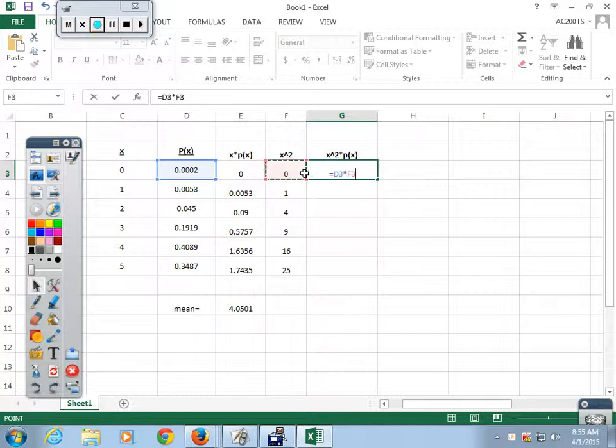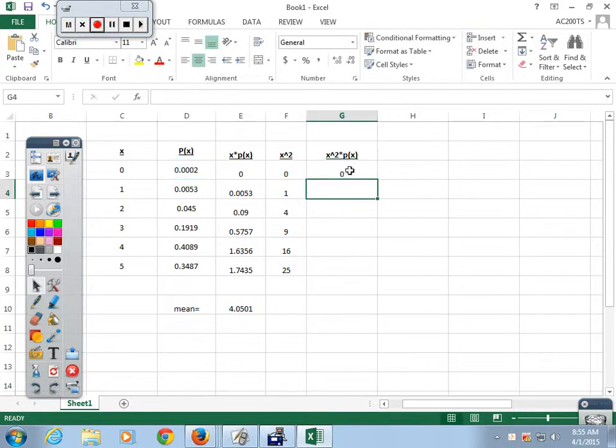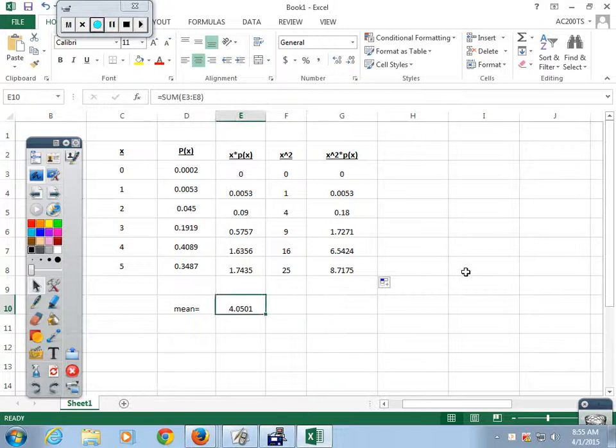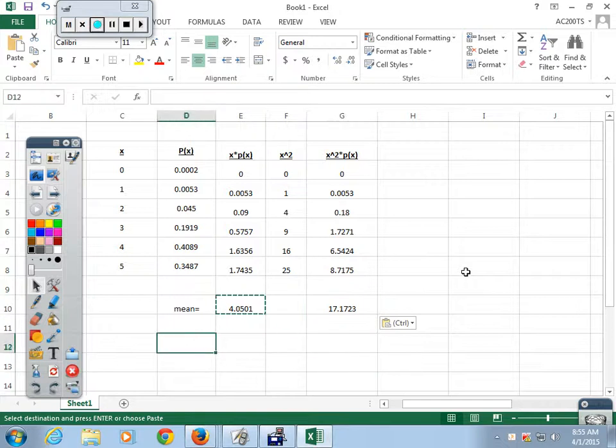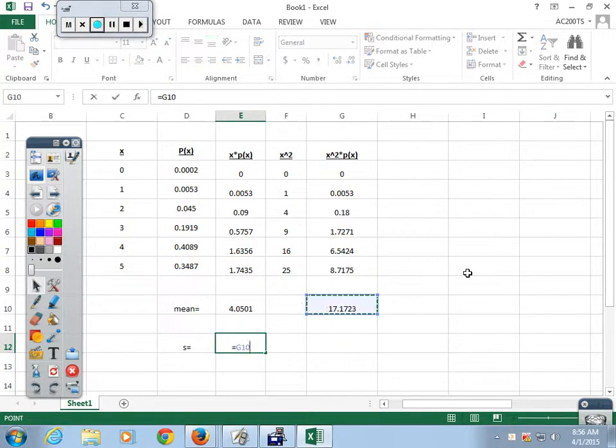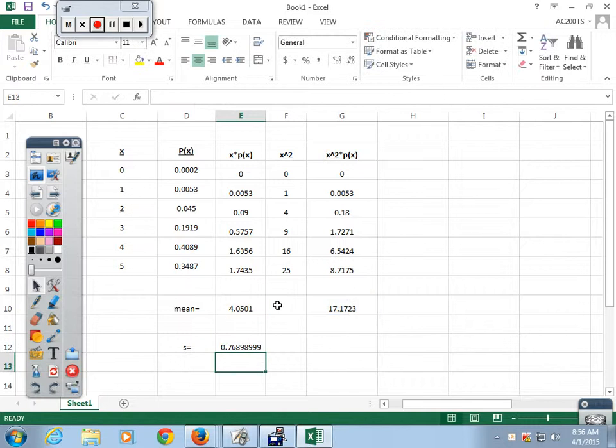Again, I'll do the first one for you. That would be 0. And then what do we do with those numbers? Add them up. And standard deviation is equal to this number minus, parentheses, this number, what? Squared, Hubert. That's right, class. And there's your standard deviation.